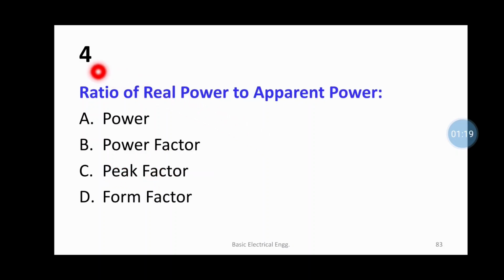Moving on to question number 4. Ratio of real power to apparent power. Ratio of real power to apparent power is nothing but power factor. You have to select option B. Real power is also known as true power, or you can call it active power.